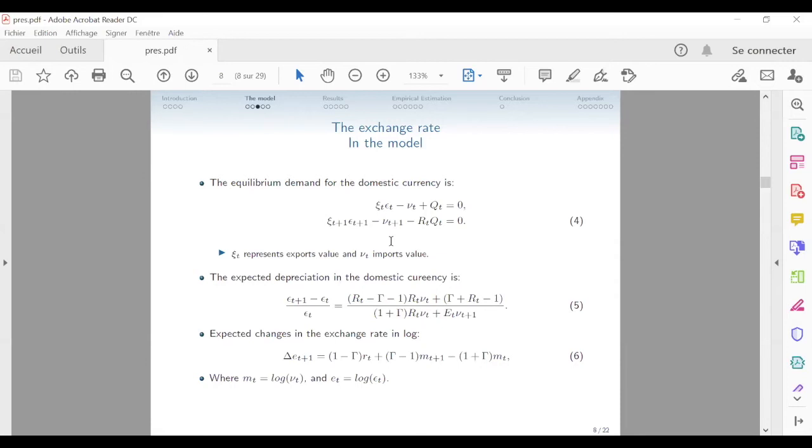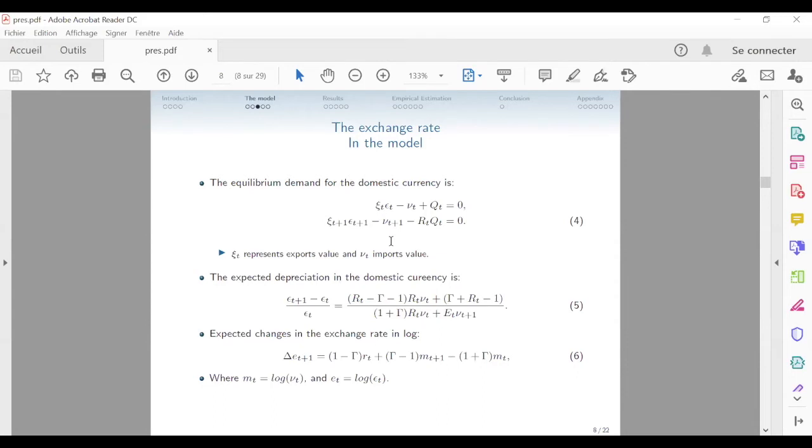Then after some calculation, we get the expected depreciation in the domestic currency, which is equation 5. It depends on the interest rate, the risk-bearing capacity, and current and expected import value. I put this equation in log in order to be clearer while explaining the link between the variables.